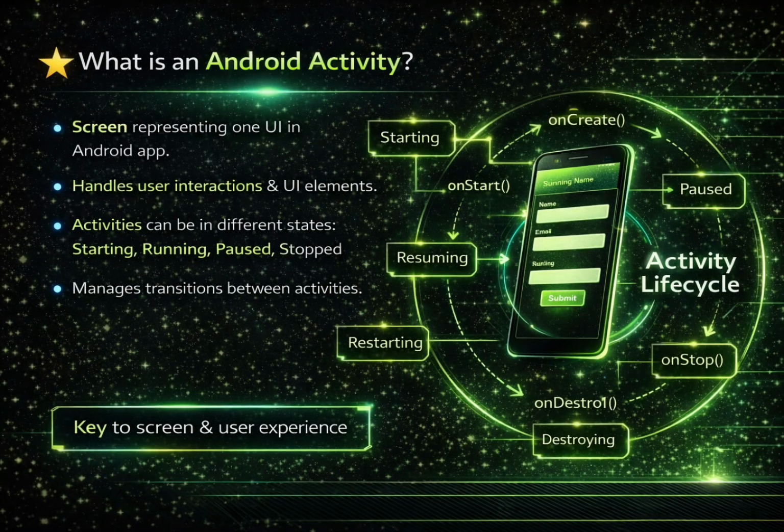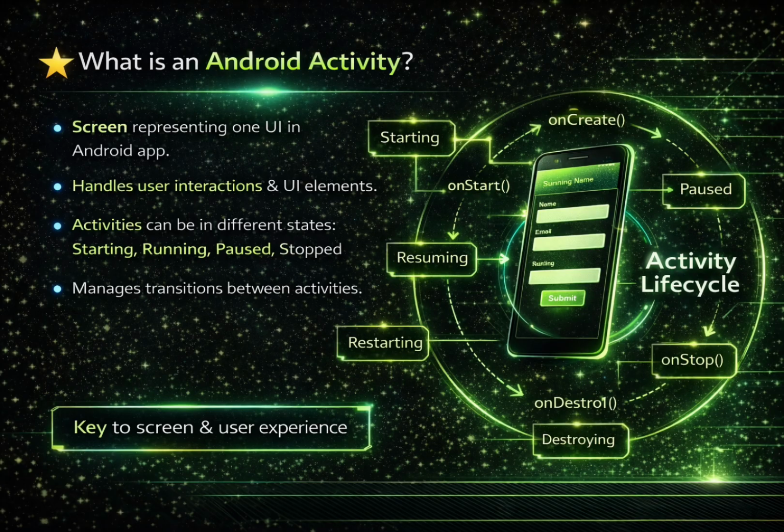Android activity. An Android activity represents a single screen in an application. Whenever you open an app and see a user interface, such as a login form, a home page, or a settings page, each of those screens is an activity. The activity is responsible for handling all user interactions on that screen. This includes handling button clicks, reading text inputs, displaying lists, and managing UI components.